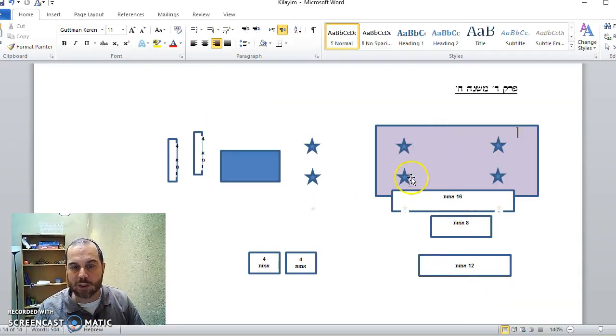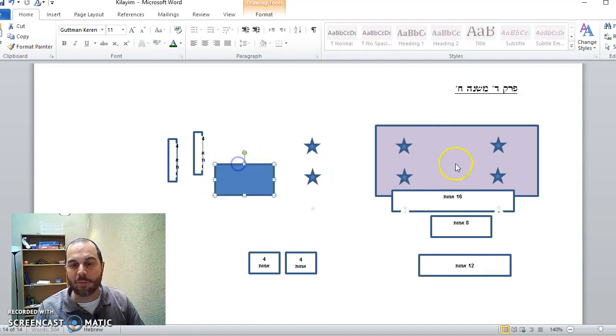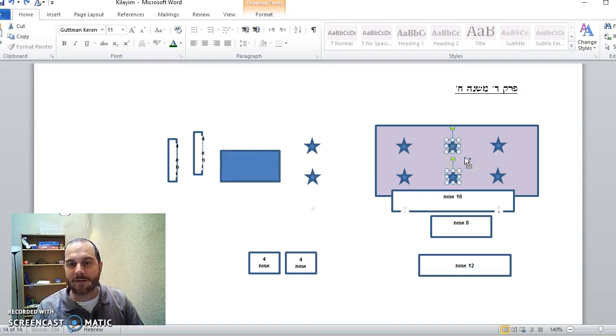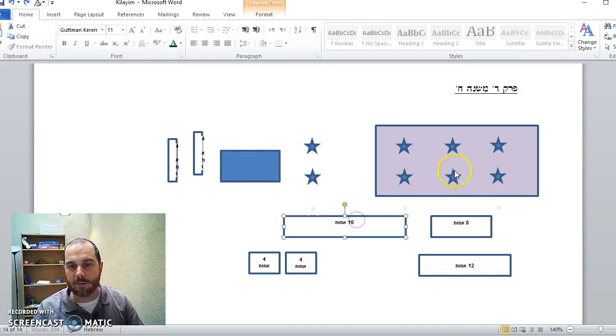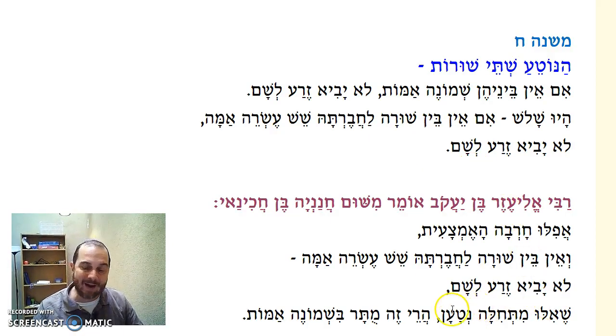Even though if I had originally planted, I would have the 8 amot and I would have the space to plant here. Since originally there wasn't the 8 amot in between, therefore, she'ilu mitchila natan, if I had originally planted it, harei ze mutar b'shmona amot. But now that there isn't shmona amot, I can't plant it in that way.